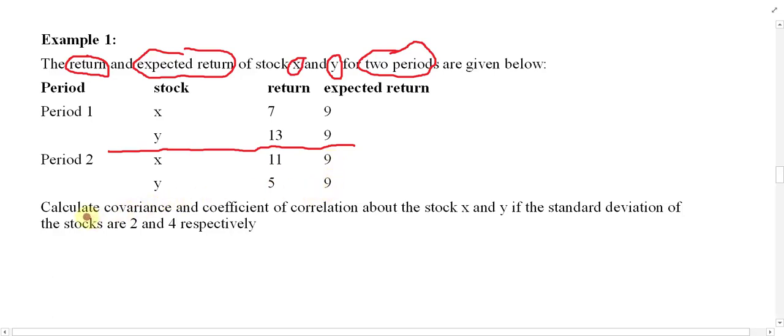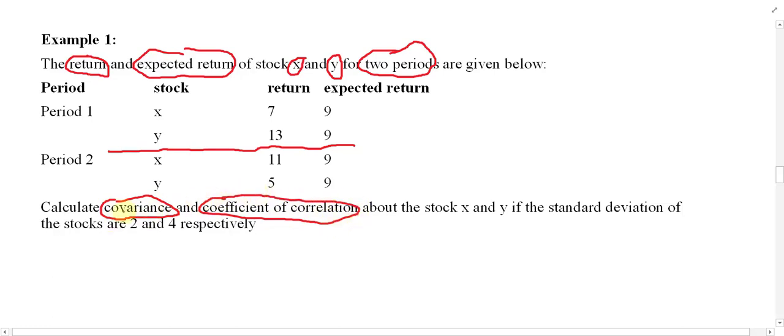What is expected from us? Calculate covariance and coefficient of correlation between the stock X and Y if the standard deviation of the stocks are 2 and 4 respectively. The standard deviation of X is 2, the standard deviation of Y is equal to 4. So you have to calculate what? We have to calculate 2 things. First, the covariance, and second, the coefficient of correlation.